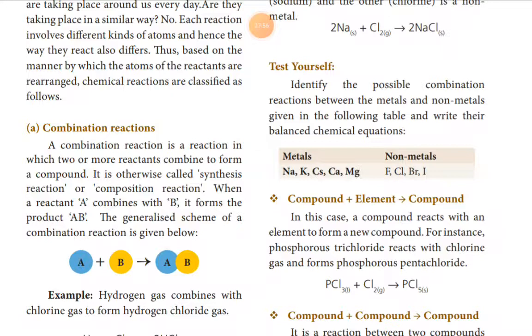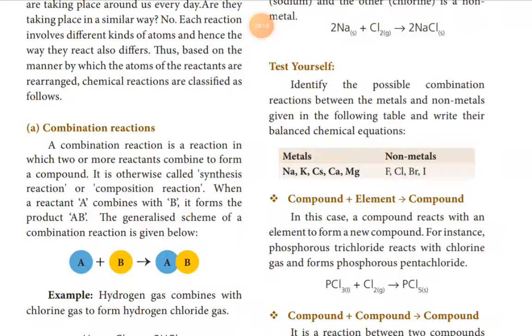Products are the new substances formed during a chemical reaction. So what is combination? Two or more reactants combine to form a product. Two or more reactants combine to form a compound. That is called combination. This is otherwise also called synthesis reaction or composition reaction.